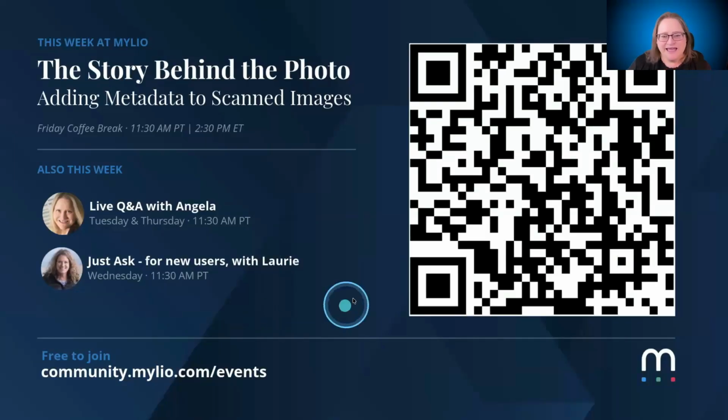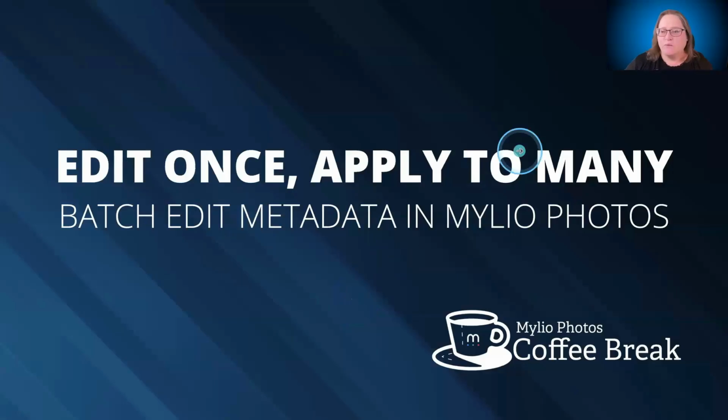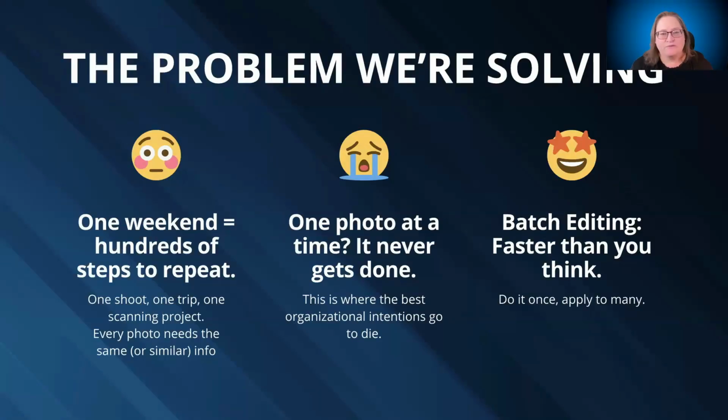All right, so let's go ahead and dive into today's topic, which is editing once, apply to many: batch editing metadata in Mylio Photos. The problem we're all solving is that we're creating a lot of content. We take pictures all the time, and there's always stuff coming into our library. So we want to make sure that we're able to properly find the important things later on. As an example, if you're out one weekend and you take a bunch of photos, or maybe you're a photographer with a photo shoot, or you work on a specific scanning project or a project for work, you develop a lot of content, and you bring that all into Mylio.